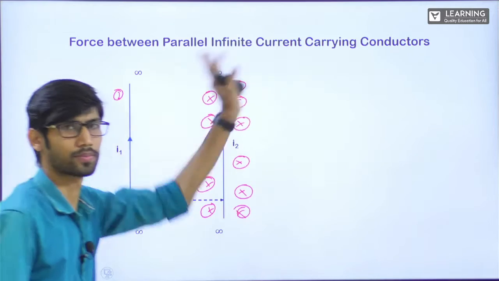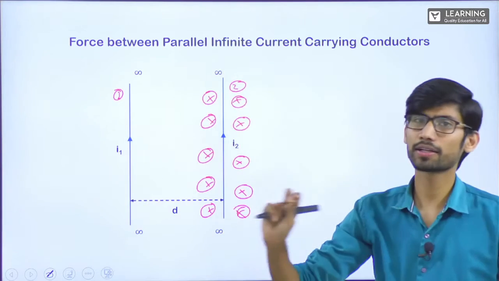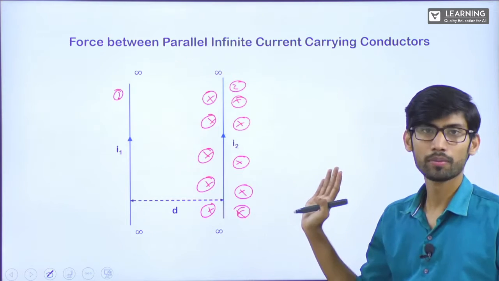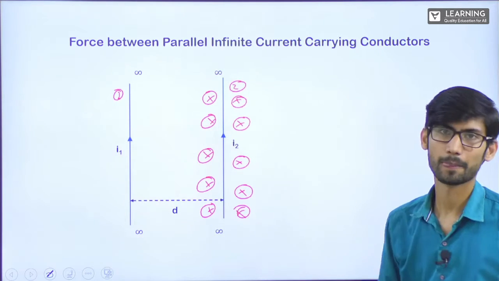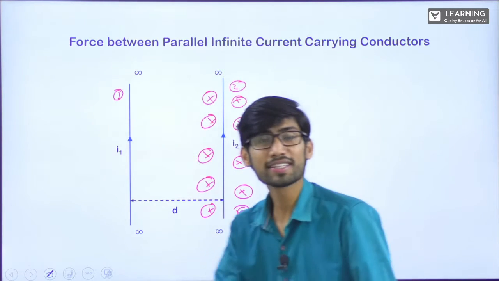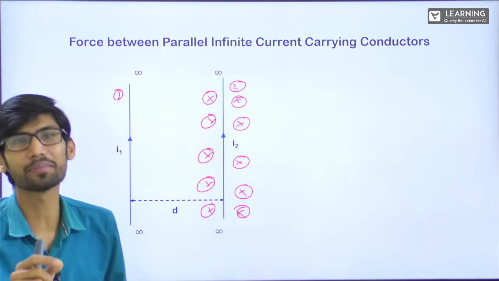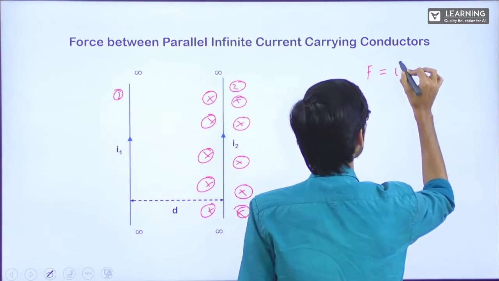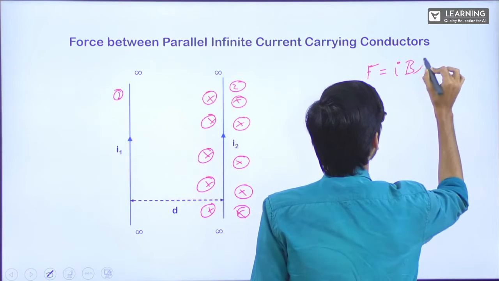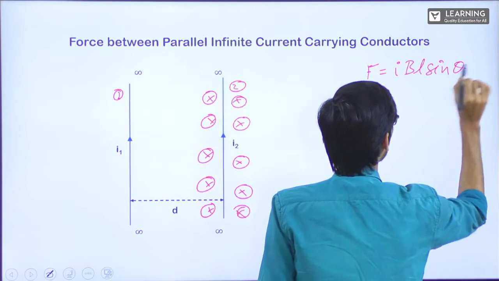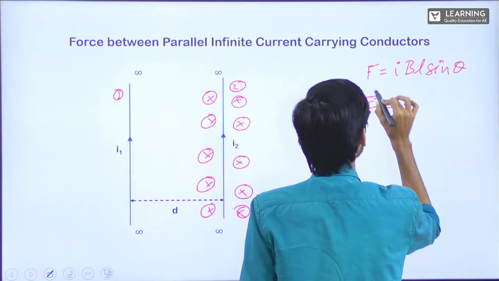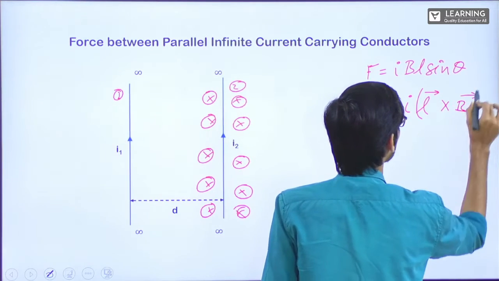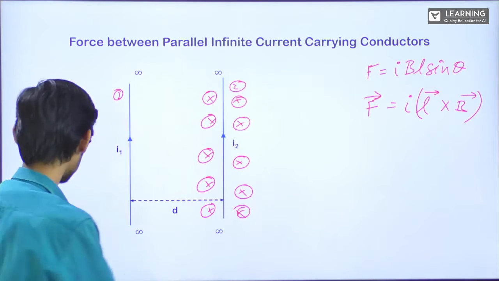So this was one thing, that if a current carrying conductor is there, it will produce magnetic field around it. So around this it has created a magnetic field at a distance d, let's say. One more thing we have studied is, if a current carrying conductor is present in a magnetic field, it experiences force. Remember that force was F is equal to I B L sine theta. Or vector wise, F vector is equal to I L vector cross B vector, correct? I hope you remember this.